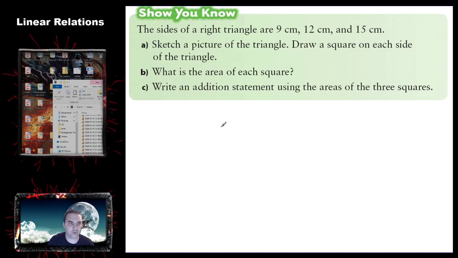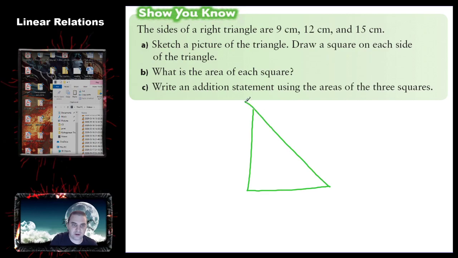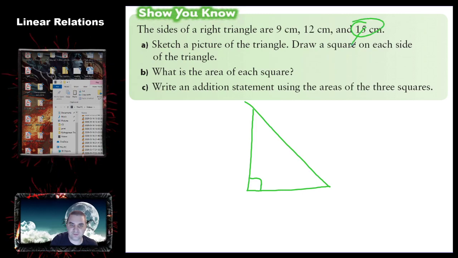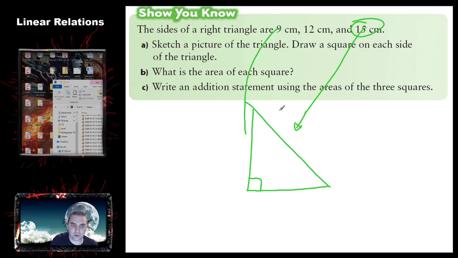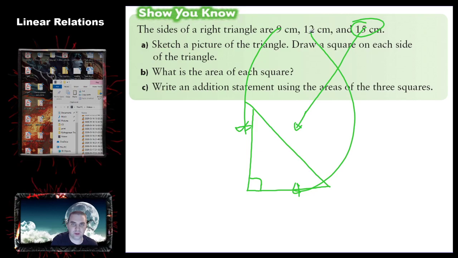All right, show you know. This is one for you to do, but I'll help you out a little bit. So first we sketch a triangle. It's a right triangle, so I have that square there. The hypotenuse is the biggest side, so that's 15. 15 is going to go here, and it doesn't really matter where 9 and 12 go. Let's say they go here. You don't have to draw all these lines. I'm just showing you where they go.